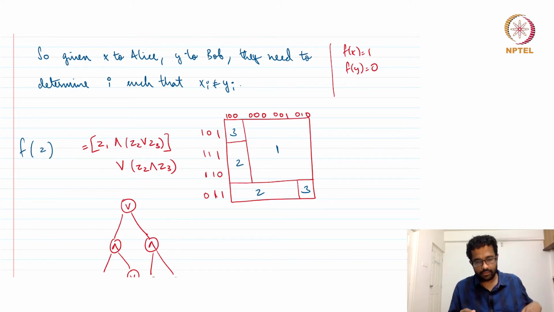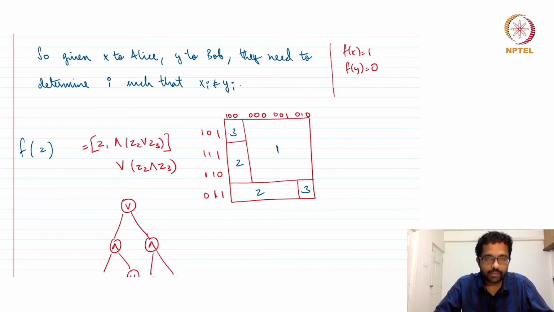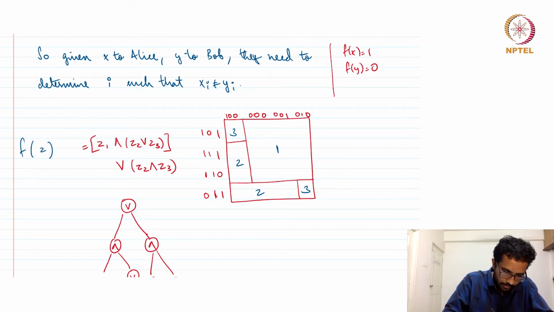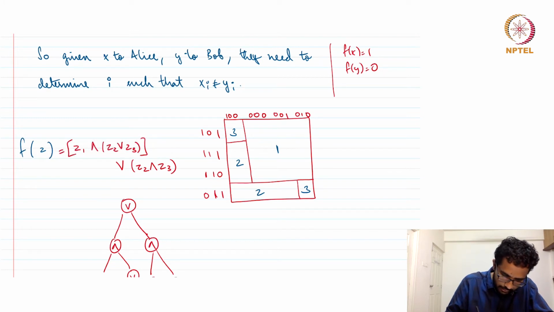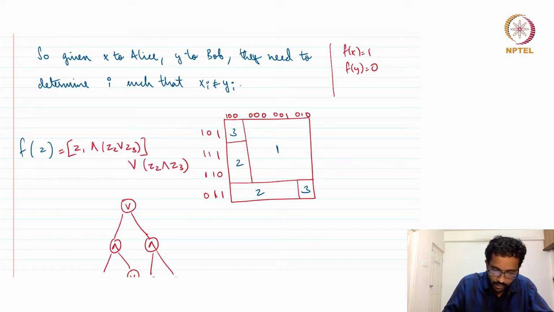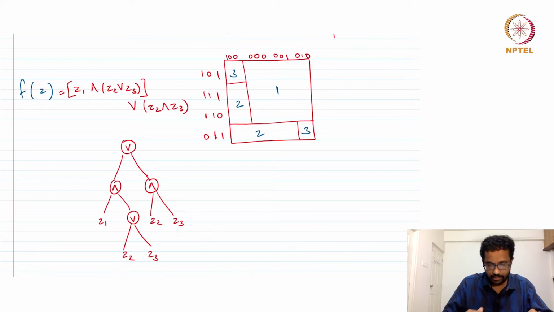f(z) is equal to (z1 and (z2 or z3)) or (z2 and z3). Maybe I'll rearrange these terms so that it's in one line. Here it's also drawn in a circuit fashion, z1, z2, z3. z2 and z3 appear twice here, but that's okay since we are computing the same function. There is an OR, and the left subtree computes z1 and (z2 or z3), and the right subtree computes z2 and z3.